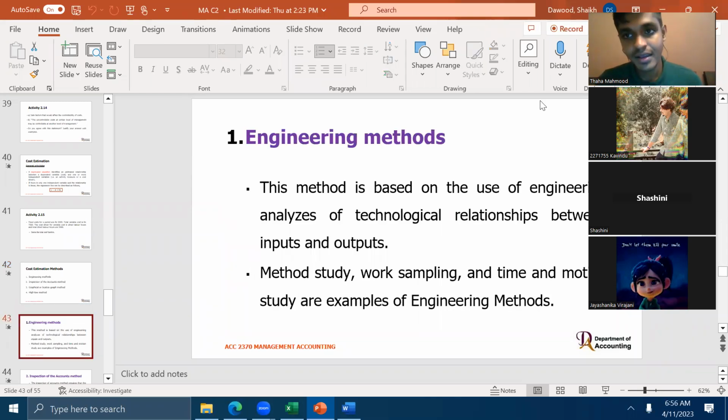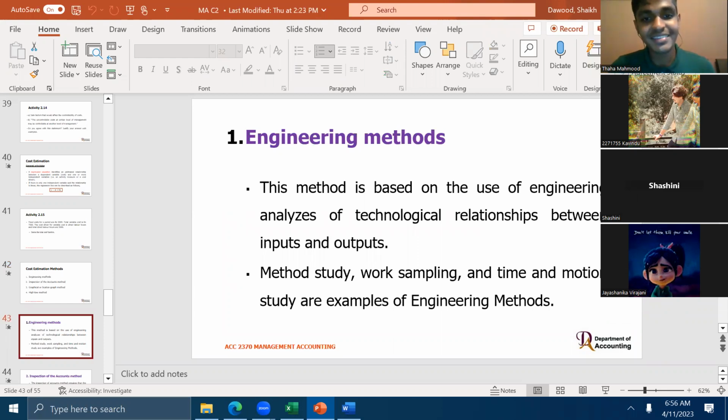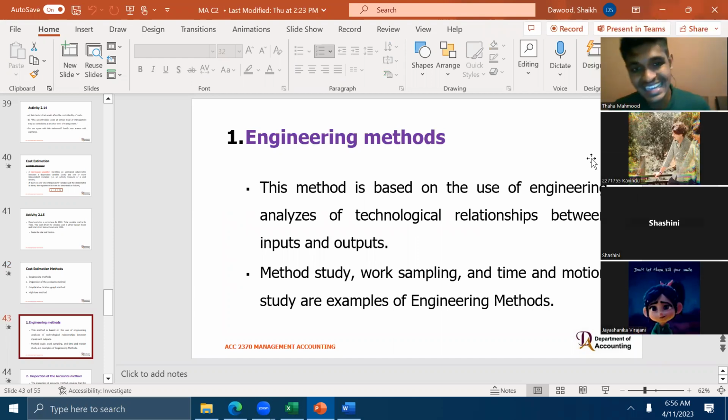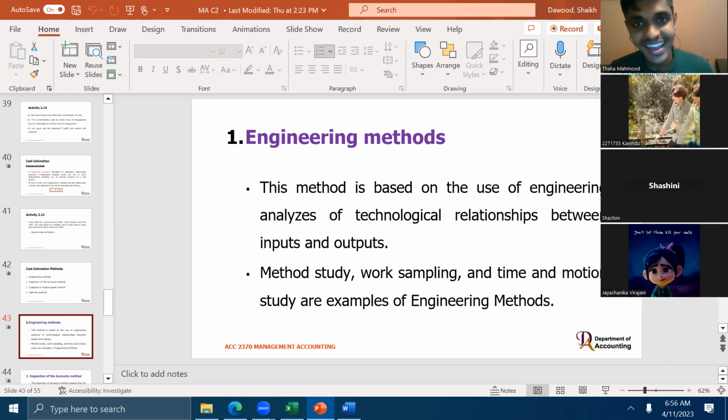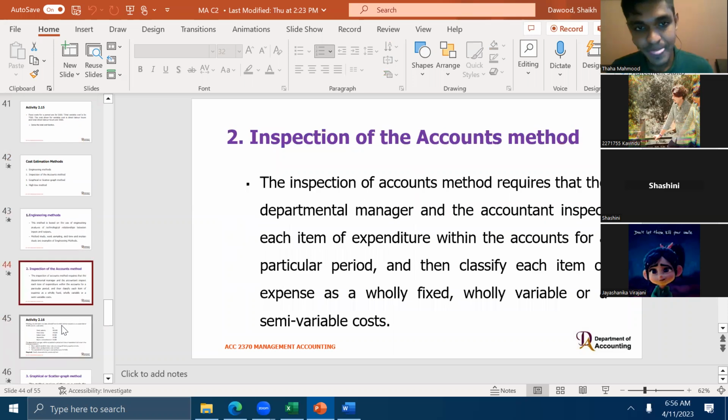Okay. So the engineering method is the use of engineering analysis of technological relationship between inputs and outputs. Method study, work sampling, time and motion study are examples of the engineering method. All right, you just remember this for now. I don't think we can get a better understanding of this area.